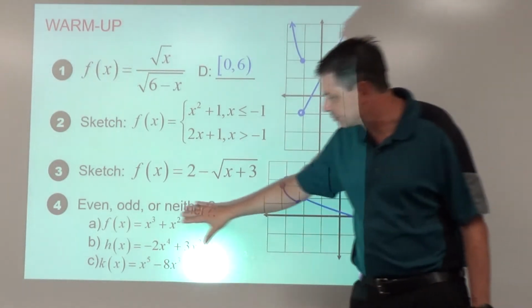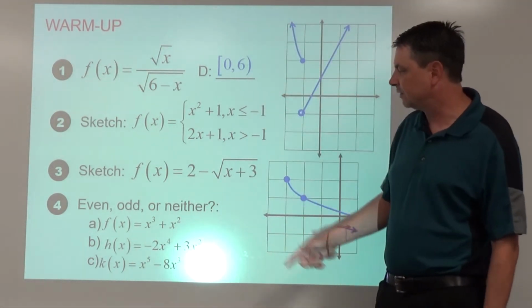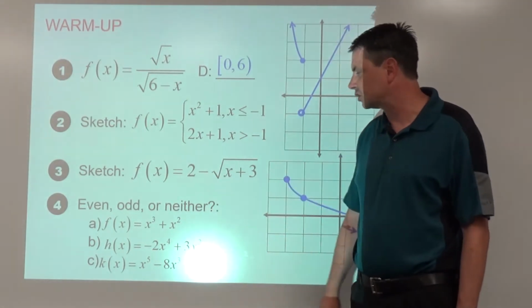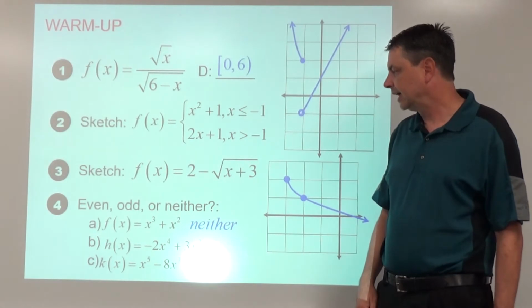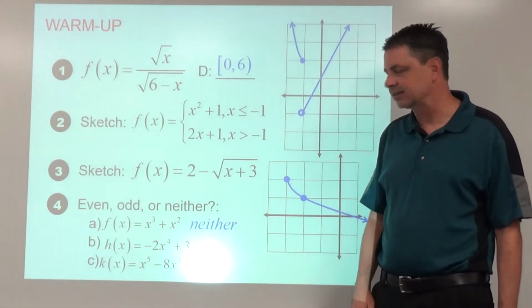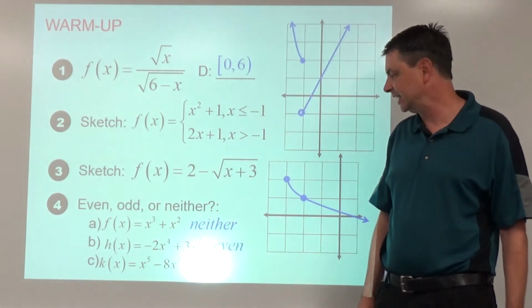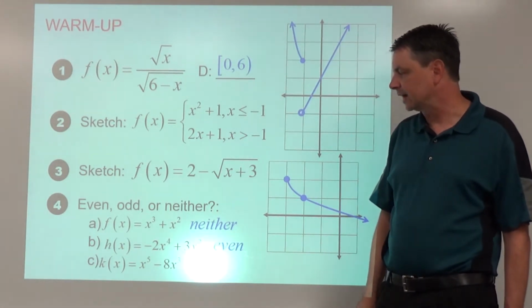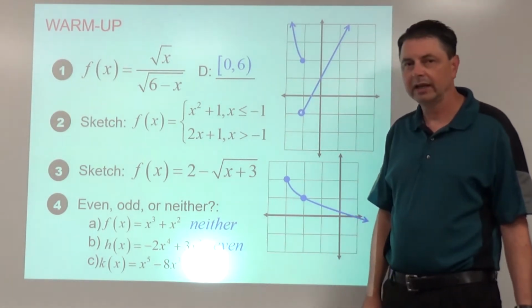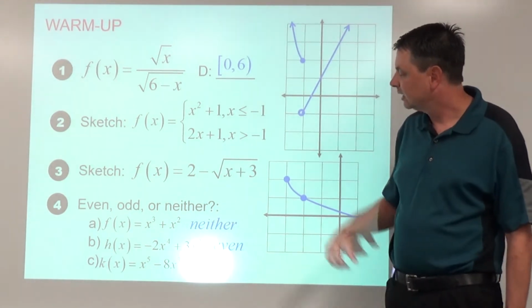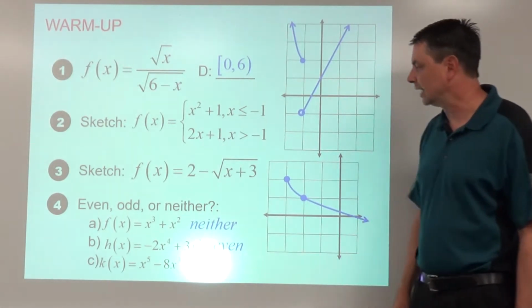And then lastly, and I know sometimes it can be hard to see on some of the bottom stuff here, part A, f of x equals x cubed plus x squared. We work that out, turns out to be neither. h of x equals negative 2x to the 4th plus 3x squared. That is even. And k of x equals x to the 5th minus 8x to the 3rd. And that happens to be odd. So if you have questions about any of those, bring those questions to class.